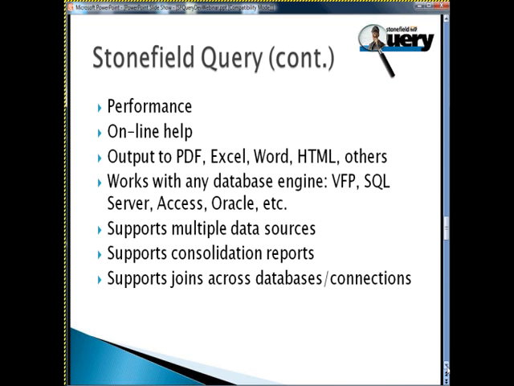We also support consolidation reports, so you can actually query against databases 1, 2, and 3 at the same time, and for example, show all the invoices for all the customers or all companies at once. We also support joins across databases or connections, even if those databases are not using the same engine. For example, if you have some data in Access and some in SQL Server, you can query on both of those databases at the same time.